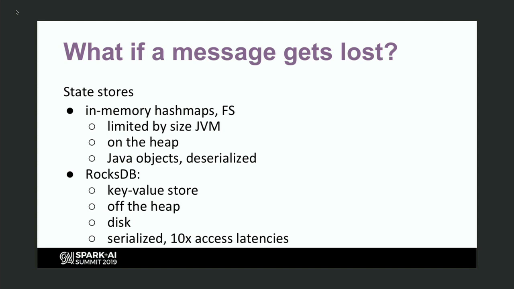The difference between in-memory hash maps and file system, which is something Flink uses, is that in the case of Flink, they call it in-memory if your state is backed up by your job manager, and they call it file system if it's backed by something like HDFS or S3, so by a reliable file system.